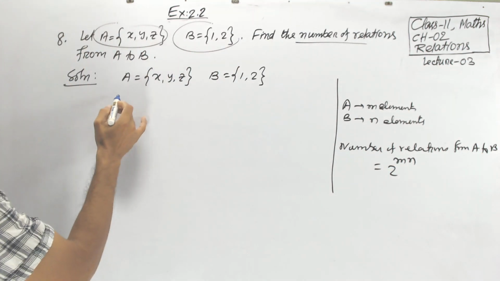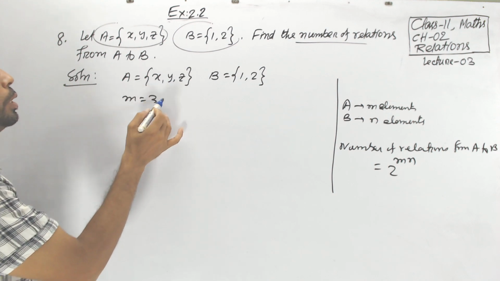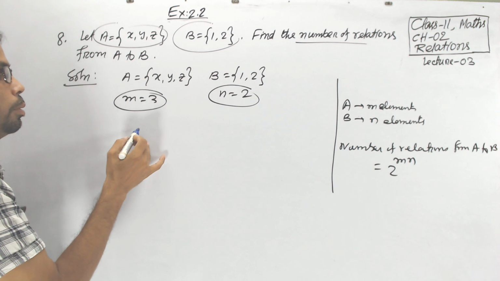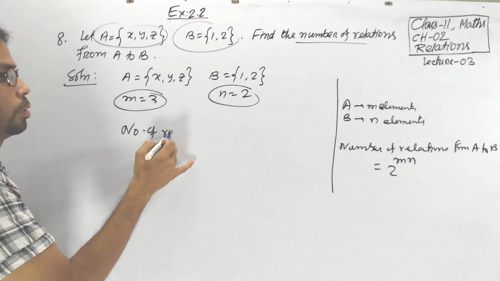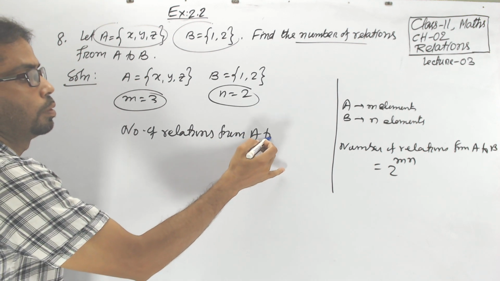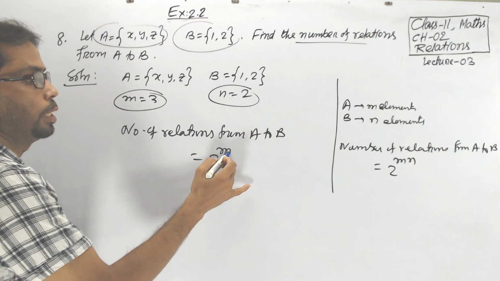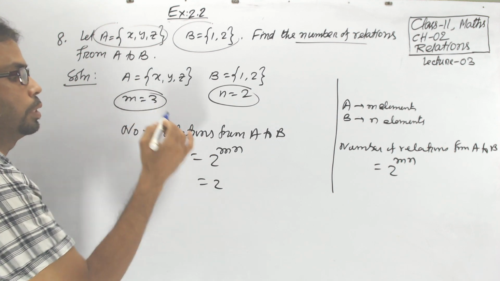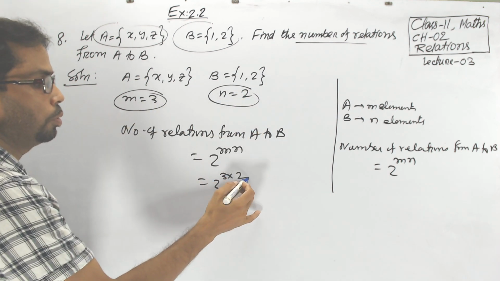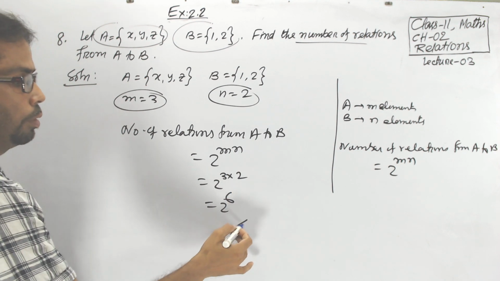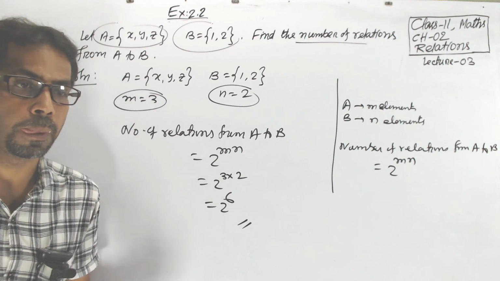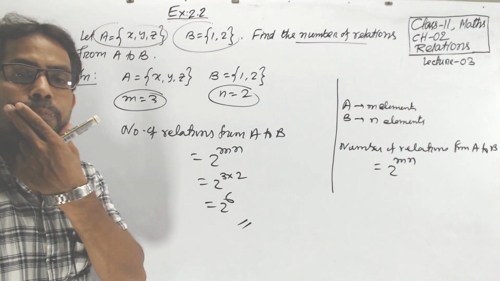In this case, set A has how many elements? 3 elements. 1, 2, 3, 3 elements. Set B has how many elements? 2 elements. So, number of relations from A to B possible how much? It will be 2 to the power m into n. m value is 3 into n value is 2. So, 2 to the power 6. We can find it 2 to the power 6 number of relations, total number of relations from set A to B.